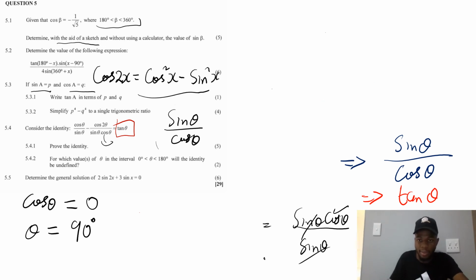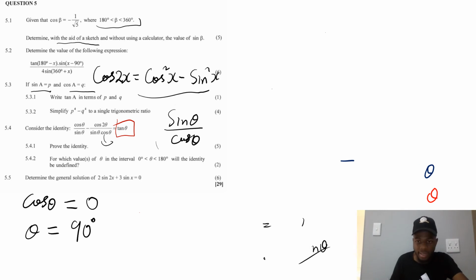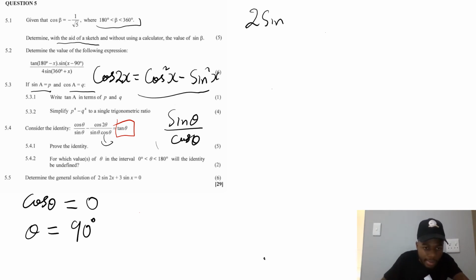General solution. One of the easiest equations to solve, general solutions. This one is very simple. Let's write it. It is 2 sine 2x, plus 3 sine x equal to 0.